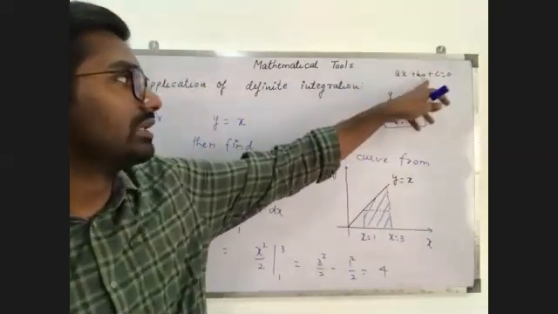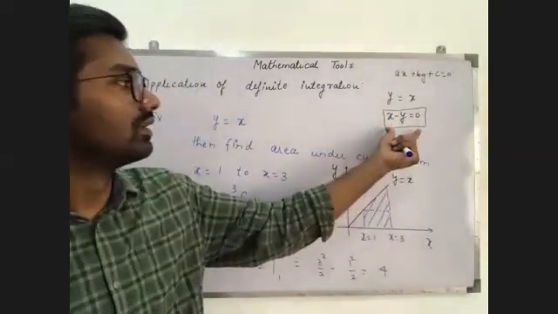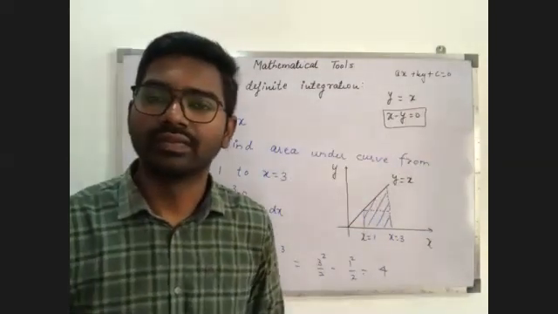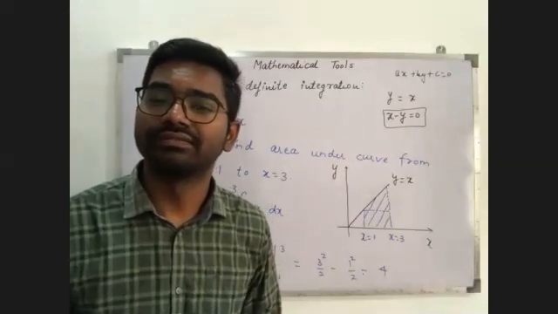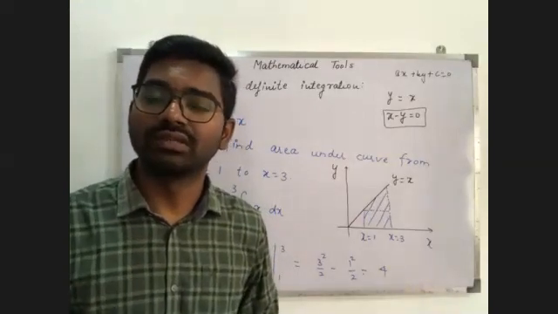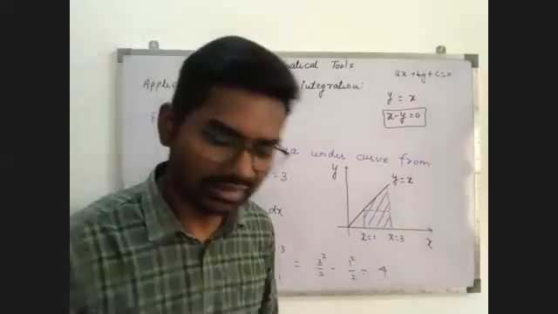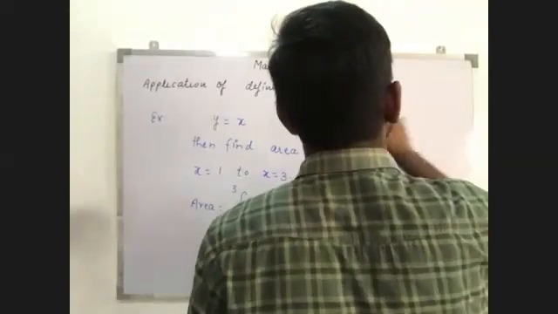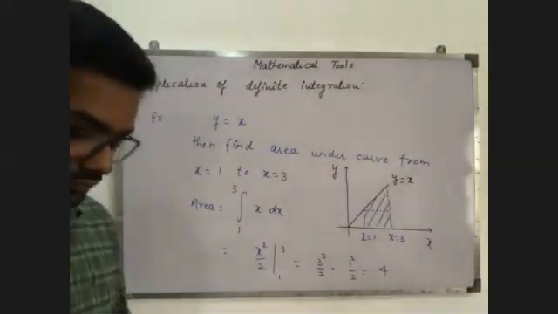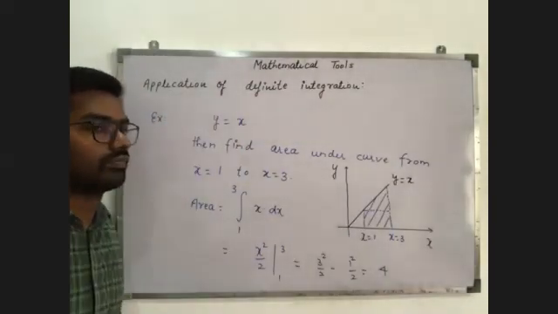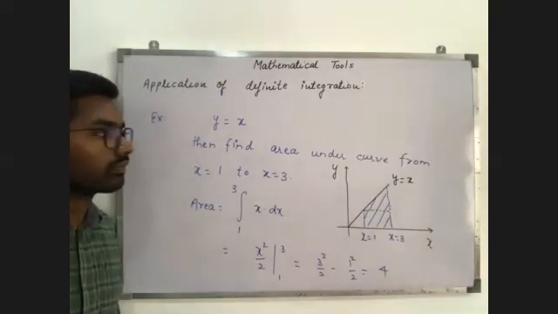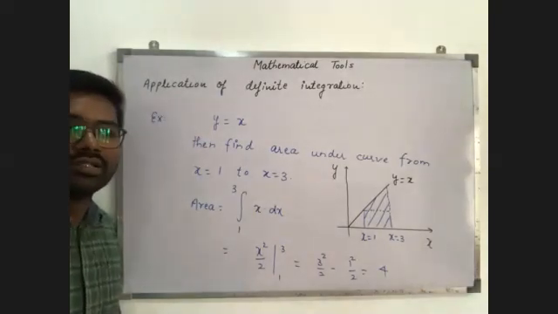A is a constant, b is a constant, c is a constant. If you look, this is the same type, where a is 1, b is minus 1, c is 0. So this is the equation of a straight line. Y equals something like ax plus b plus c. Have you guys noted?